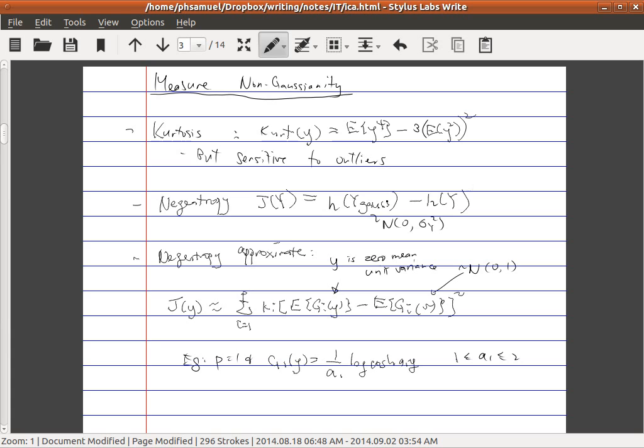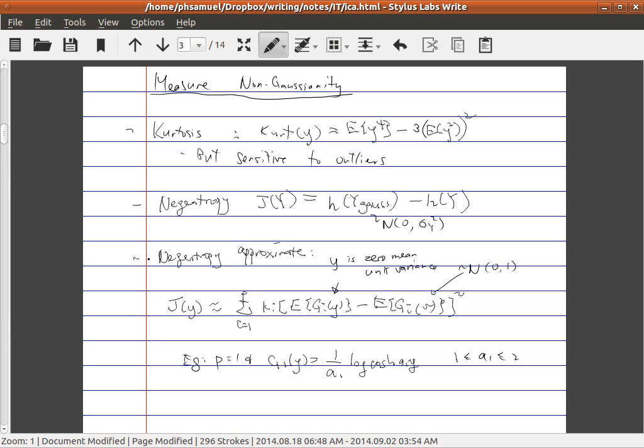But the problem is that to compute this negentropy J(y), we need to compute the entropy of y. And to compute the entropy of y, we need the distribution of y itself. Basically, we need all the statistical information of y, and we basically don't want that. Instead, it's sufficient to compute an approximation of the negentropy.